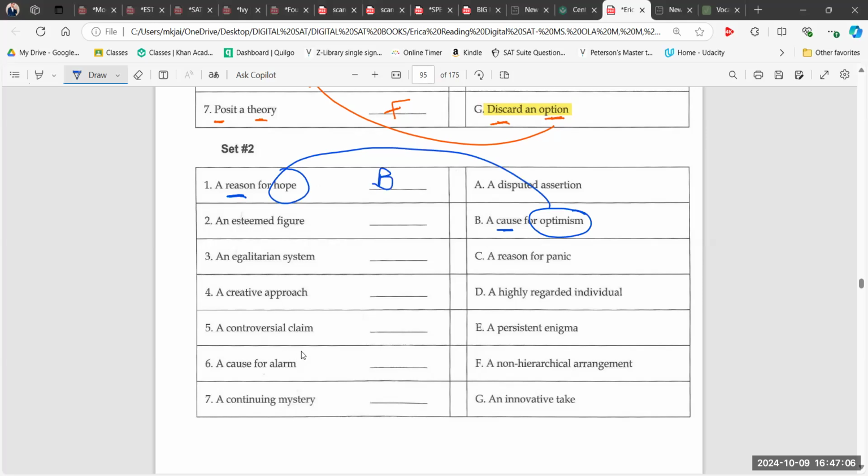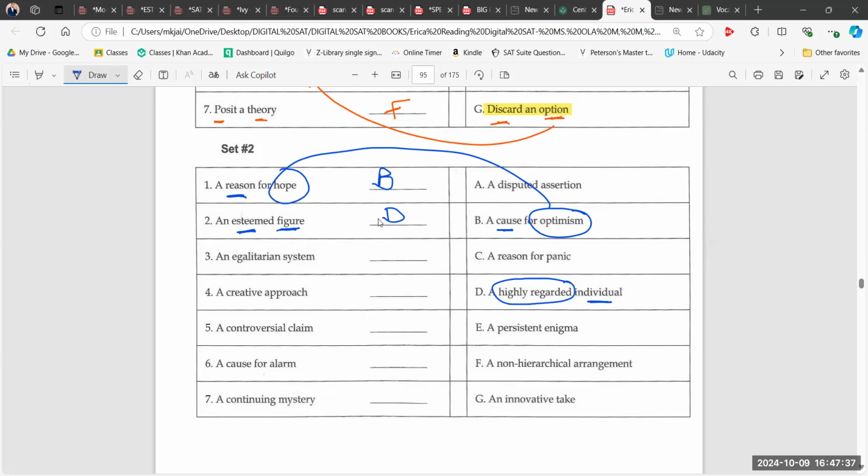So far, so good. Yalla, what's next? Think about the easiest one for you. Can I answer? Yes, Omar, please. Number 2, an esteemed figure is a highly regarded individual. D. Yes. When I say individual, that's like a figure. Highly regarded gives the same meaning as esteemed. You highly regard the person. So that's a figure.